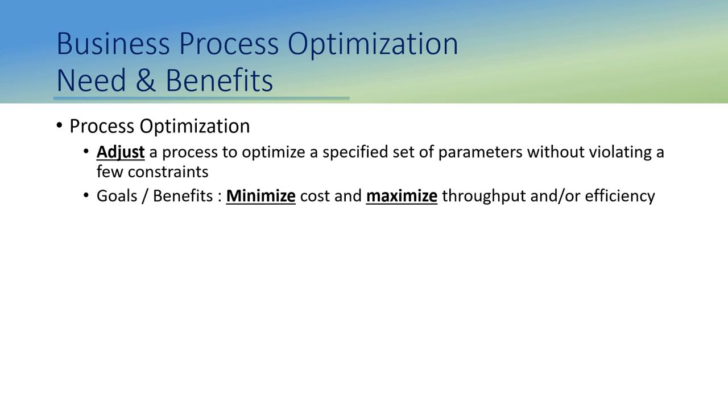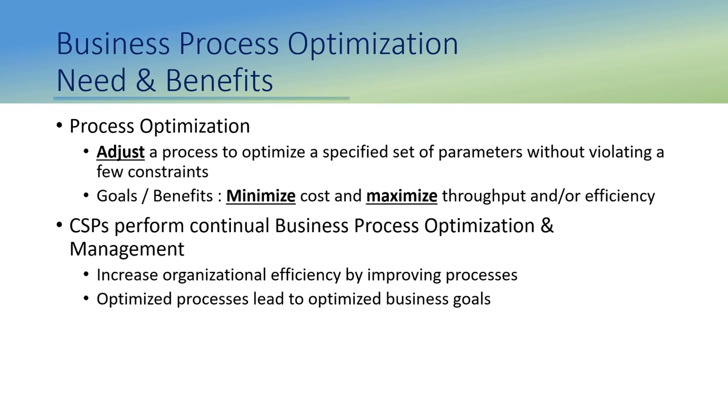Process optimization is the discipline of adjusting a process to optimize a specified set of parameters without violating a few constraints. The most common goals are minimizing cost and maximizing throughput and/or efficiency. Communication service providers continually identify newer ways to improve business process optimization. The purpose is to assess existing processes to increase organizational efficiency. Optimized processes help in optimized business goals. Some of the examples include eliminating redundancies, streamlining workflows, improving communication, etc.